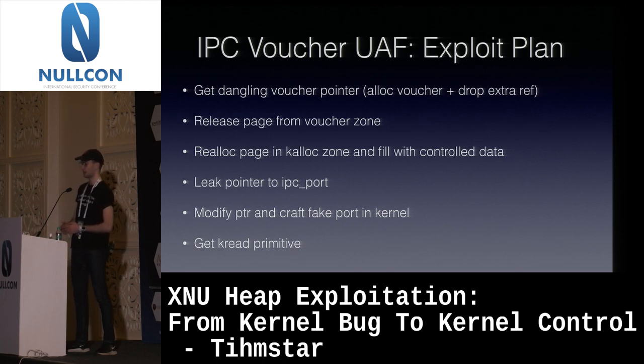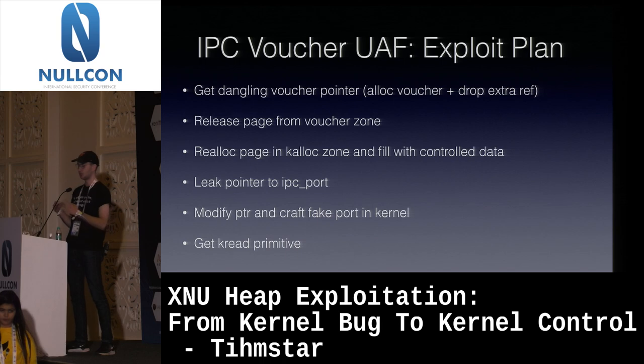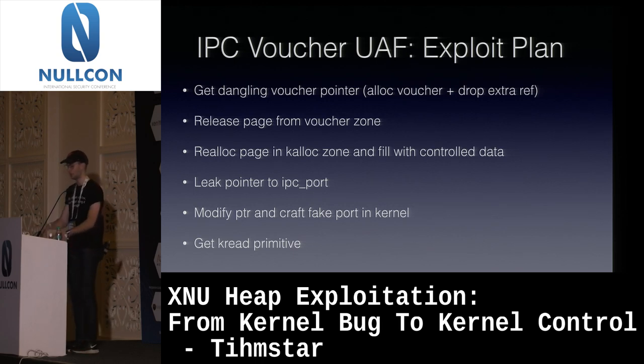So the exploitation plan is: get a dangling voucher pointer, so just allocate the voucher and drop an extra reference. Then somehow release the page from the voucher zone, reallocate the page in another zone and fill it with controlled data. Remember, there are different zones, and if a page belongs to one zone, you can't allocate other data in it. Then leak a pointer to a real IPC port, modify the pointer, craft a fake port in the kernel, and get a kread primitive. Sounds easy enough. All right, let's see how we do that.